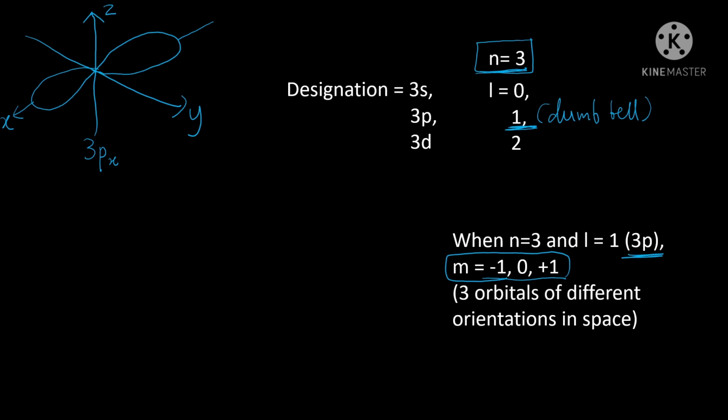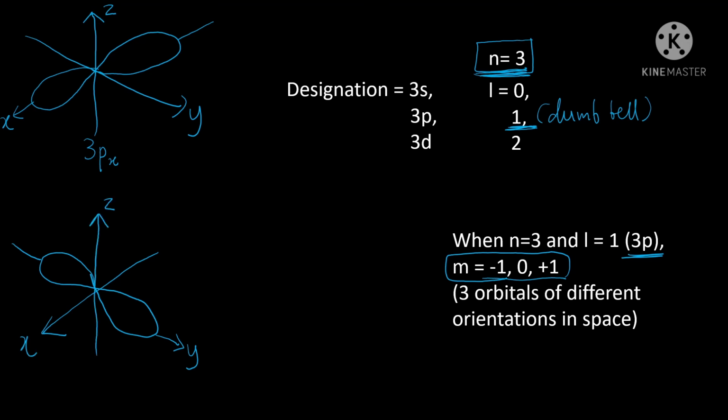Then another orbital in the 3p subshell will be lying along the y-axis. So having the dumbbell shape, we must draw it bigger than the one in the 2p subshell, because now the principal quantum number again is n equals 3, so the orbital should have a bigger size. So lying along the y-axis, draw the x-axis and also the z-axis. As it is lying along the y-axis, therefore it should be called 3py.